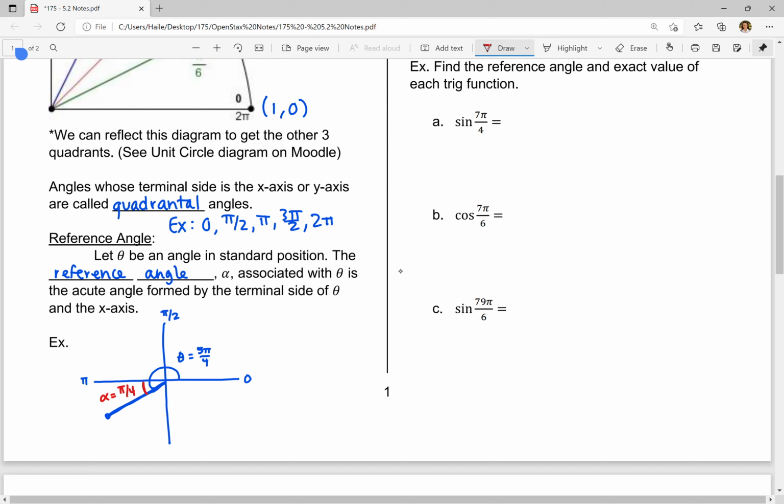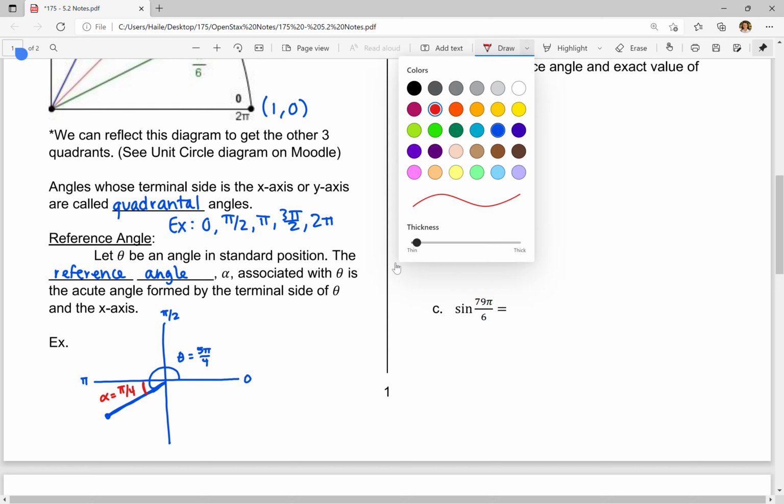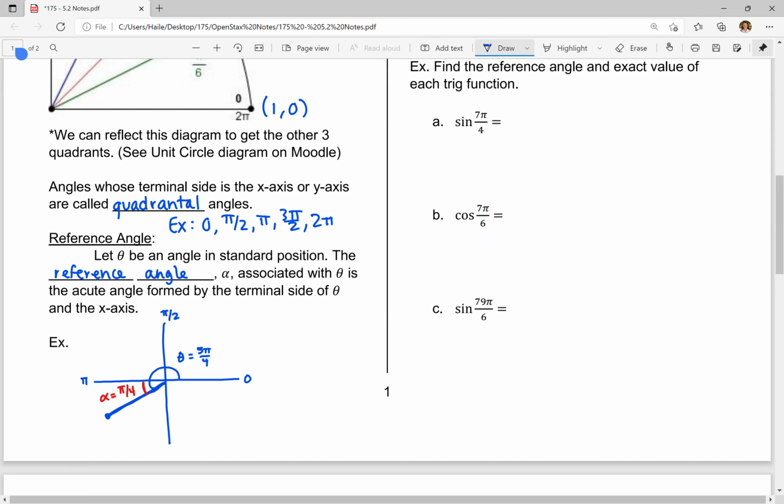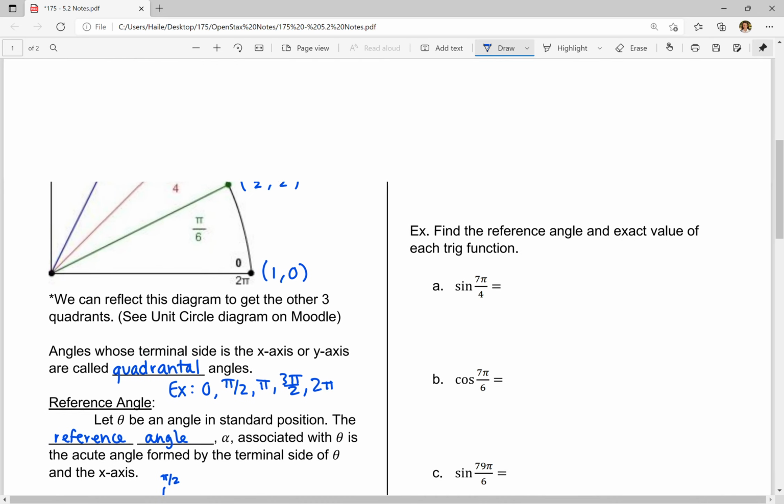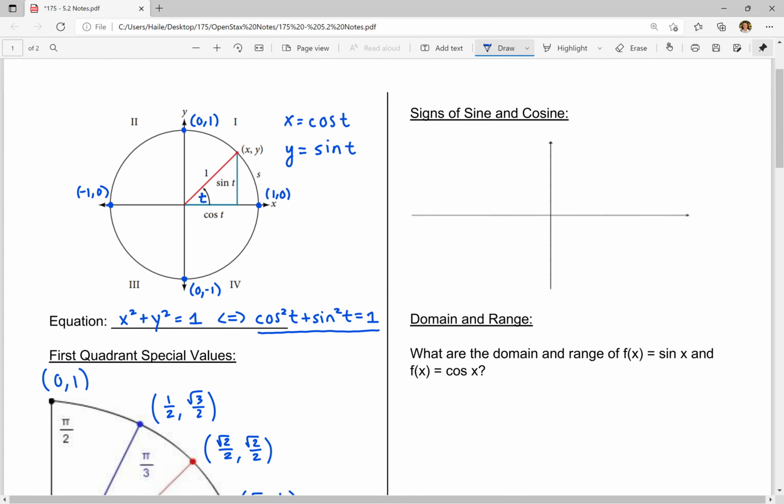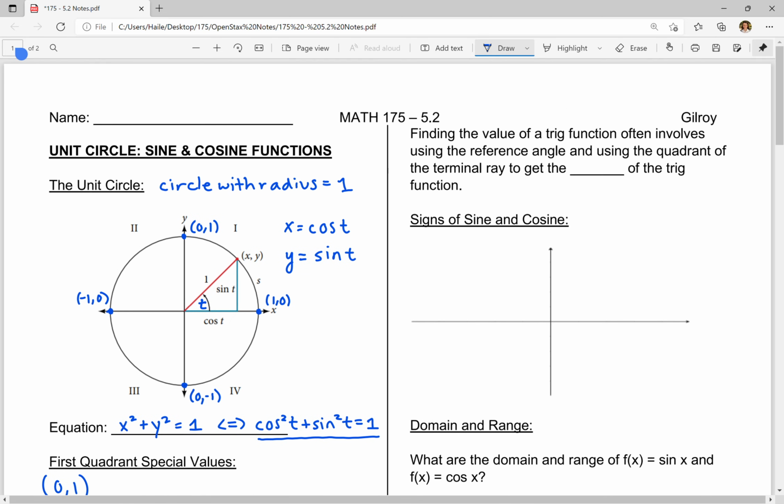This is important because when we want to find values of sine and cosine for stuff that's not in the first quadrant, typically it's much easier to find the reference angle, but then use the quadrant of the terminal ray to get the sign of the trig function. And by sign I mean SIGN, so like positive or negative, not the trig function of sine. Okay, so we're going to see how that works in just a little bit.